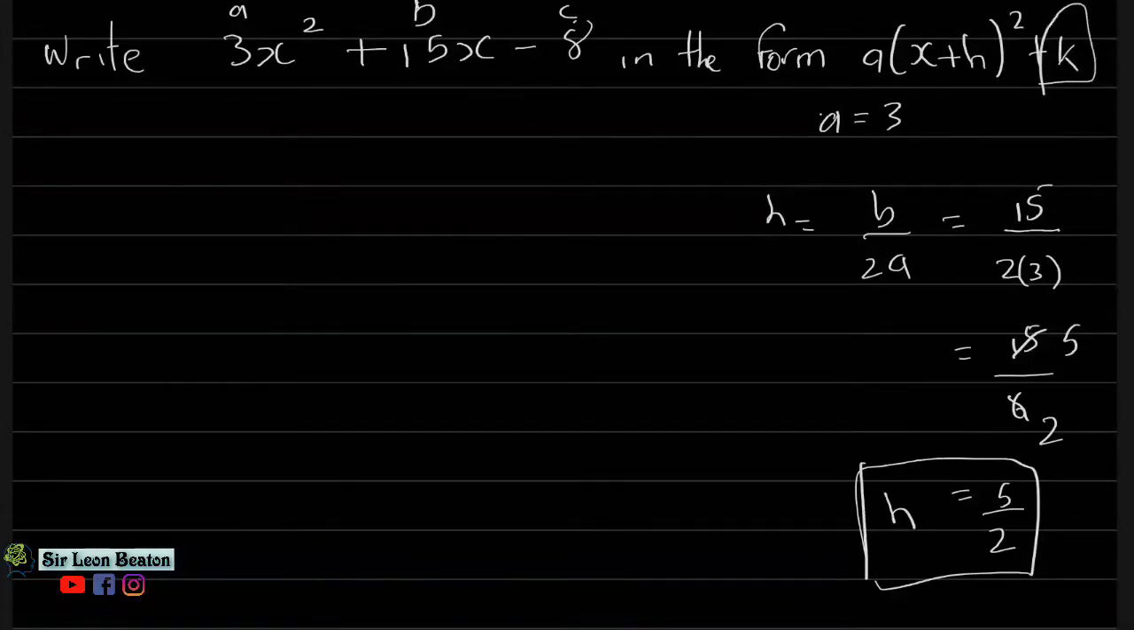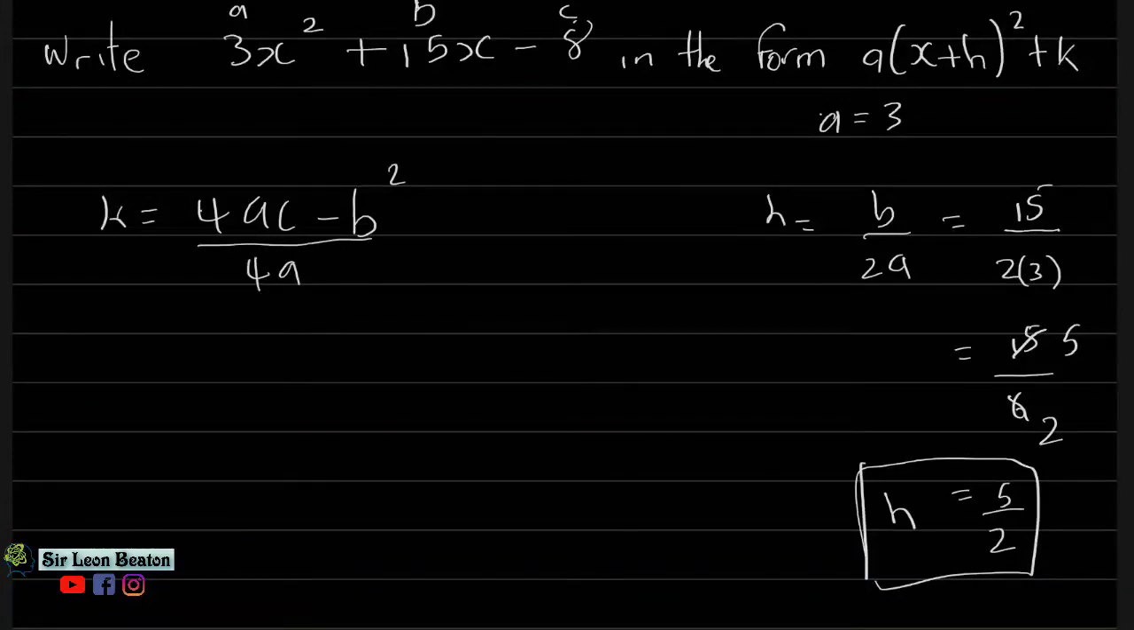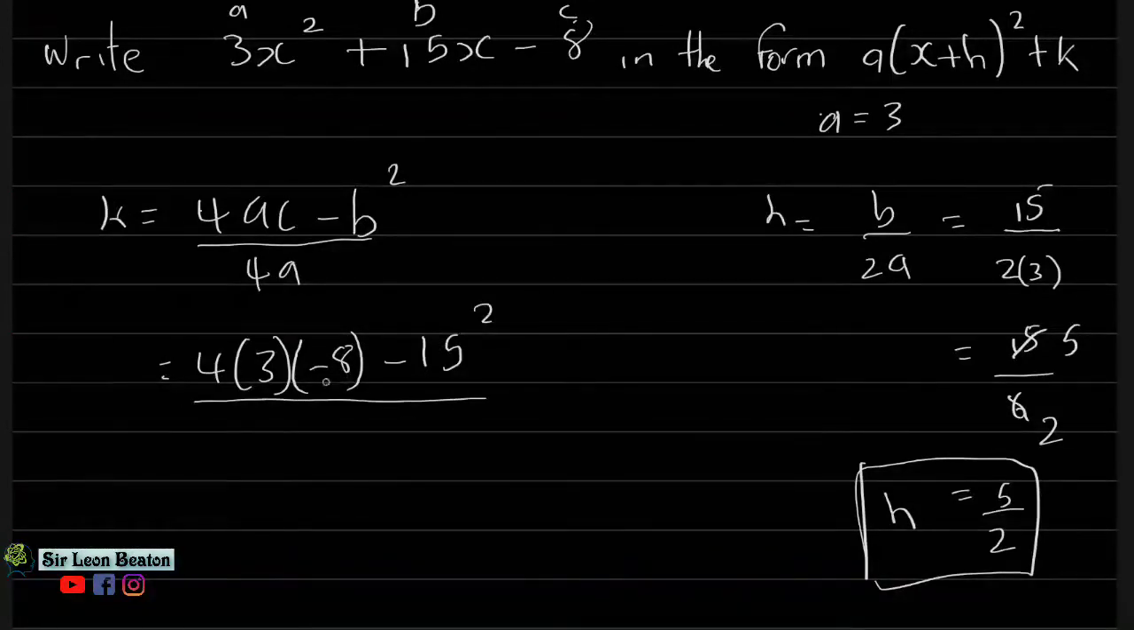So that is h. So let's find what is k. So the formula we use to find k is, and this formula will resemble something. Hopefully you see it. The formula used to find k is 4ac minus b squared over 4a, and it kind of resembles the quadratic. Anyway, so let's fill in what we know. We know it's 4 times a, which is 3, times c, which is negative 8, minus b squared, which is 15. And all of this will be divided by 4 times a, which is 3.